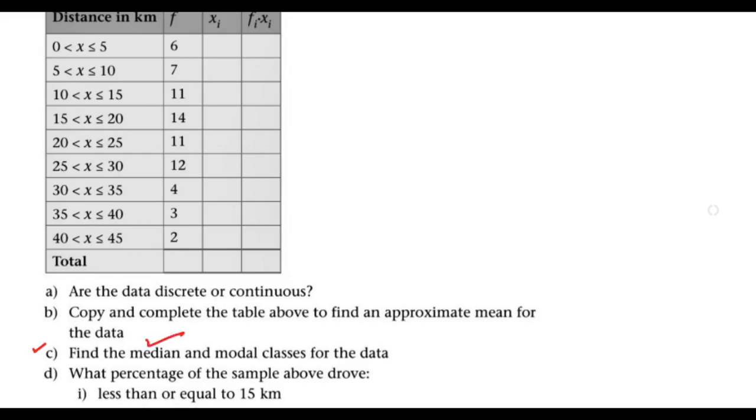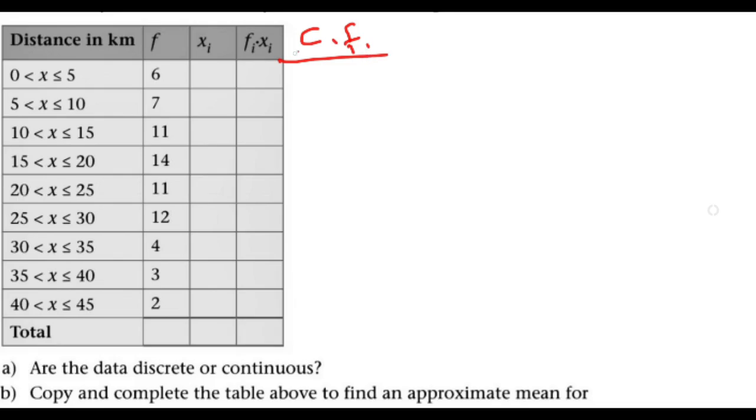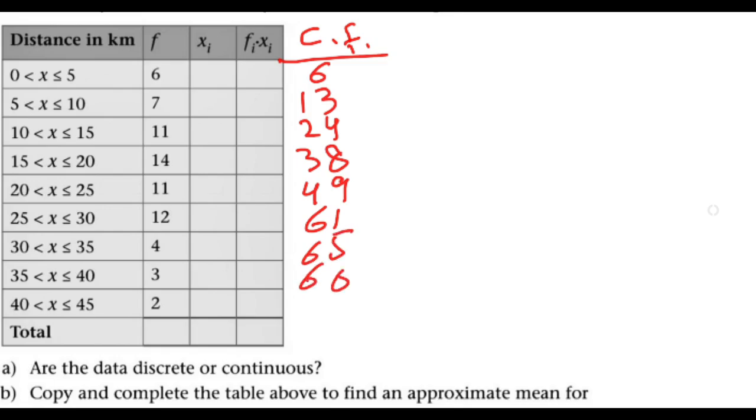Now to find the median, I need a CF table, cumulative frequency table. CF means cumulative frequency table. So running total: 6 first. 6 plus 7 becomes 13. Plus 11 is 24. Plus 14, 38. Plus 11, 49. Plus 12, 61. Plus 4, 65. Plus 3, 68. Plus 2 is 70. So this is my cumulative frequency table.